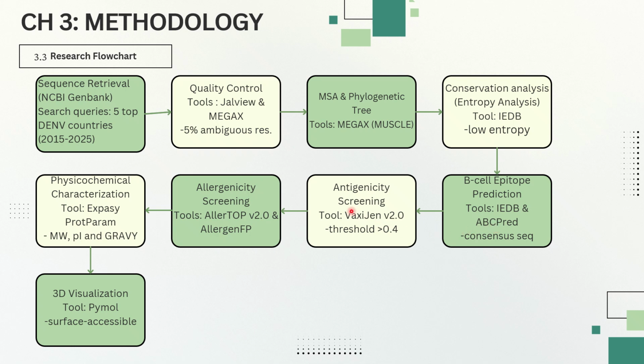Next, I will screen for safety and efficacy, using VaxiJen 2.0 for antigenicity and AllergenFP for allergenicity. The physicochemical analysis using ExPASy ProtParam is to assess the molecular weight, isoelectric point, and hydropathicity. Finally, I will use PyMOL to map the epitopes onto a 3D model to confirm that the epitopes are surface accessible, meaning they are located on the outside of the protein where antibodies can actually bind to them.